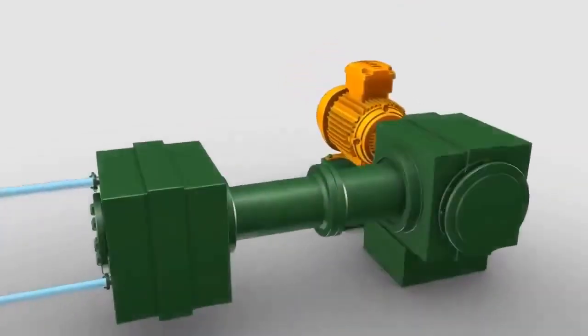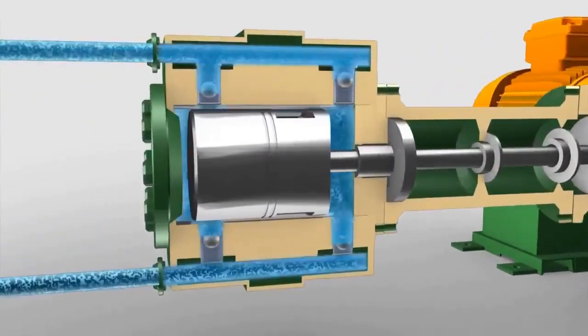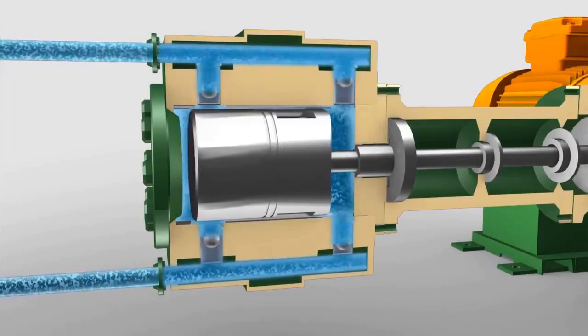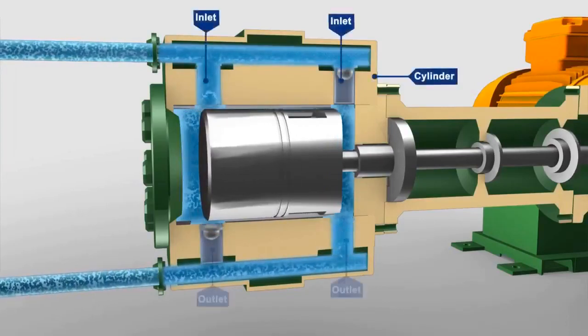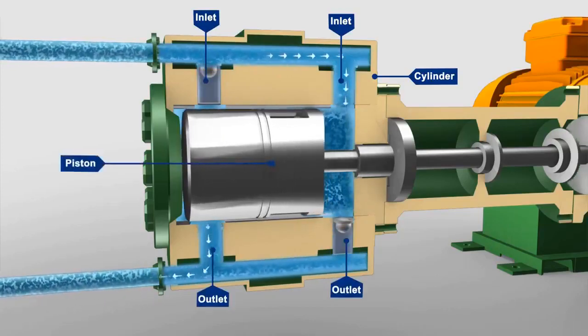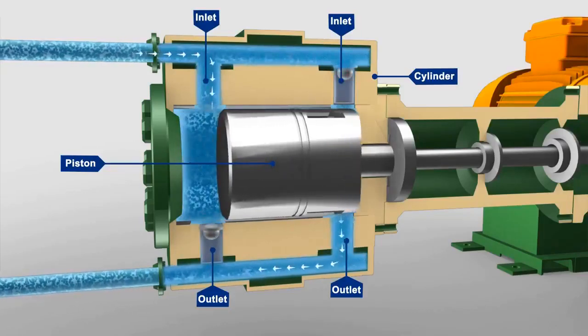This type of pump operates in exactly the same way as the single acting with respect to its action. The difference is that the cylinder has inlet and outlet ports at each end of the cylinder. As the piston moves forward, liquid is being drawn into the cylinder at the back end, while liquid is being discharged at the front end. When the piston direction is reversed, the sequence is reversed.